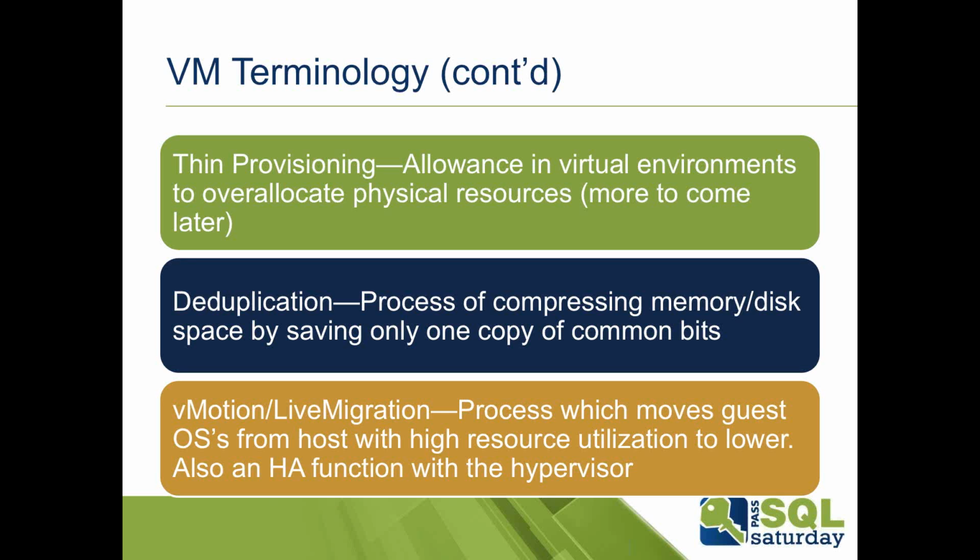So some other terms, and we'll talk about these in more detail as we move on, but thin provisioning is a way we can over-allocate things in our virtual environments. We can actually allocate more memory to guest VMs than is physically available in the server, and the hypervisor manages this by sharing memory between the VMs as they're needed. As you might imagine, that can be a really bad thing to a production database server, so we'll talk about how to work around that.